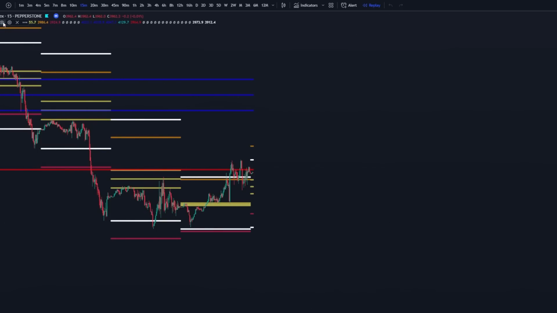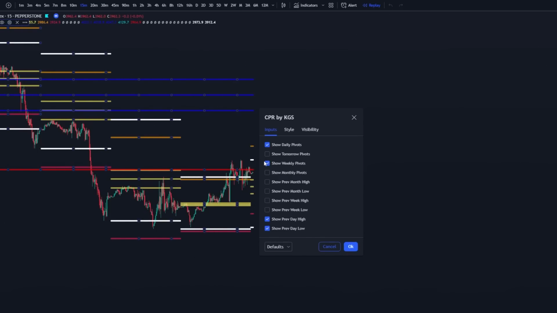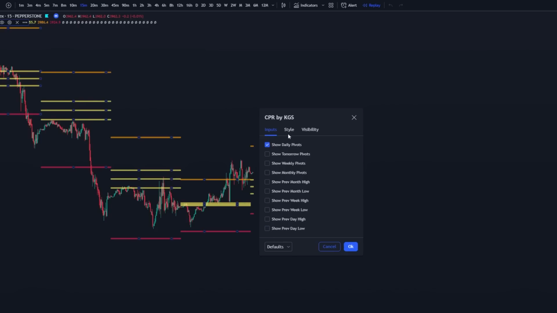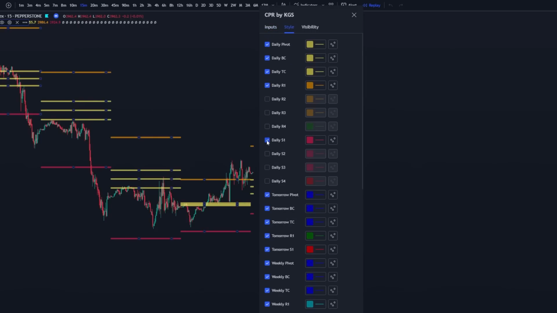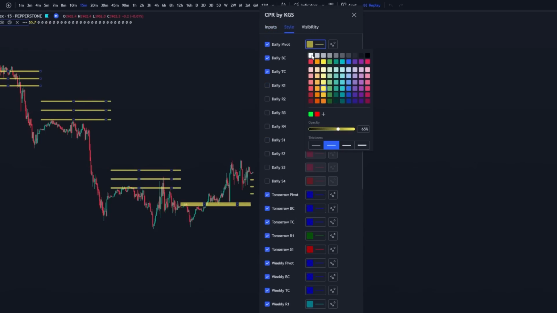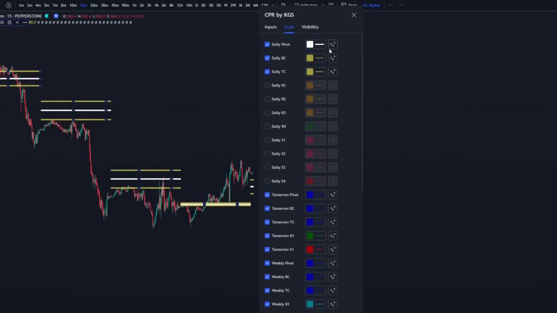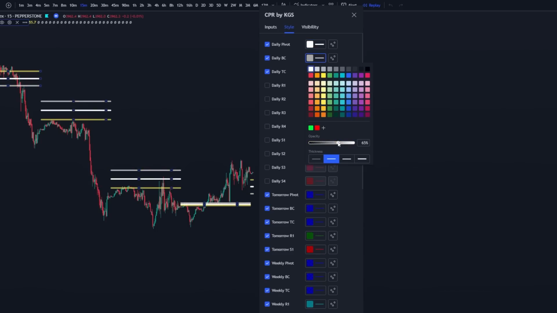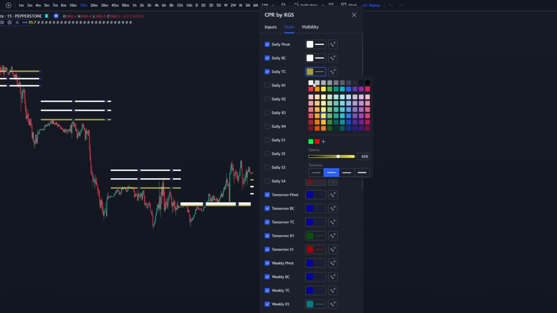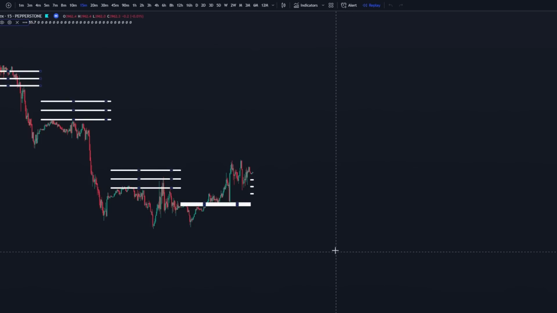When you first activate this indicator, it may be overwhelming with all the lines displayed. But don't worry, we'll break it down and simplify it for you. To start, head to the Inputs tab and disable everything except the daily pivots. On the Style tab, uncheck all the daily boxes except the top three. Your chart should now look a bit more manageable.